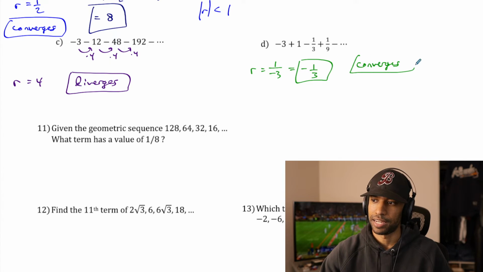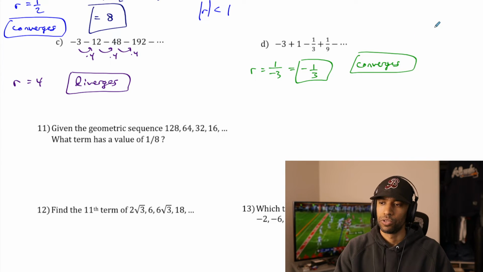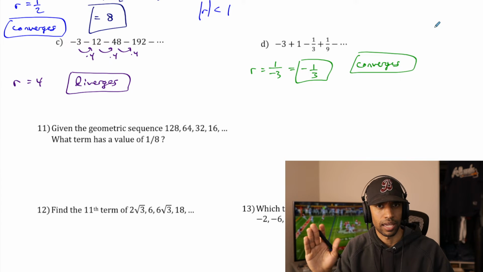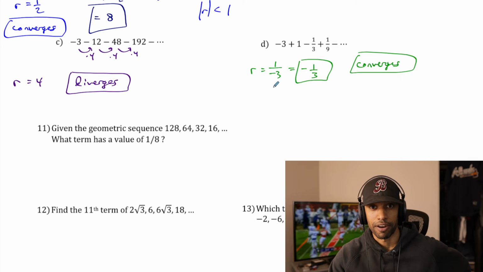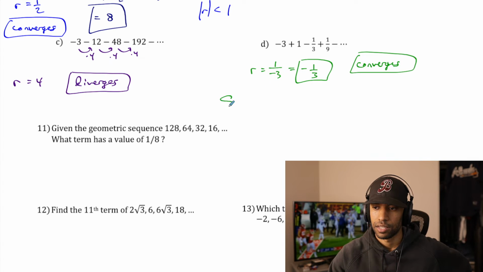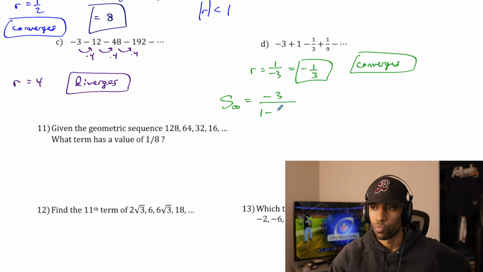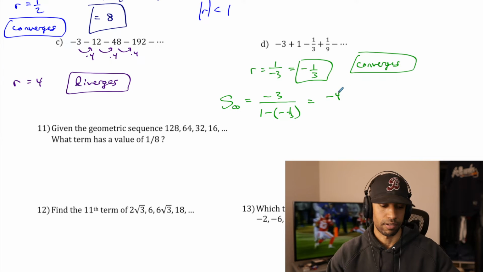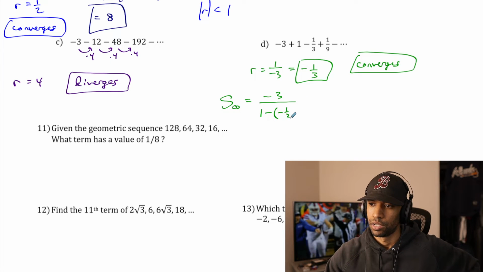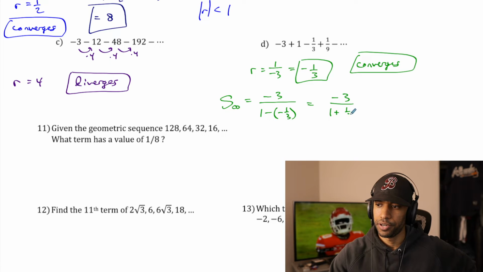So we must find its sum. Now it's going to alternate as it adds and subtracts. It looks like it's going to be somewhere between -2 and -3 as a final answer here. But let's check it out. Let's even get a fraction answer. So the infinite sum series, we start at -3 over 1 minus -1/3. That's -3 over 1 plus 1/3.